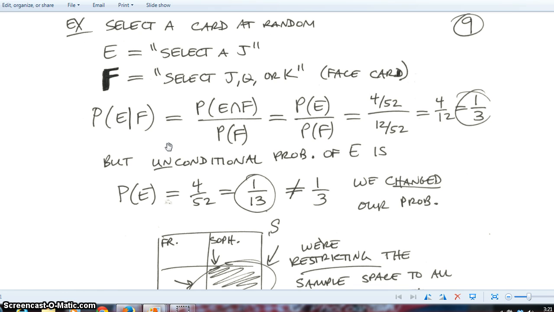that means that there's no conditioning event. Or if you want to think about it, the conditioning event is the whole sample space, if you want to think about it that way. The unconditional probability is just the 4 out of 52, 1/13. That is not the same as 1/3. We changed our probability. Okay.